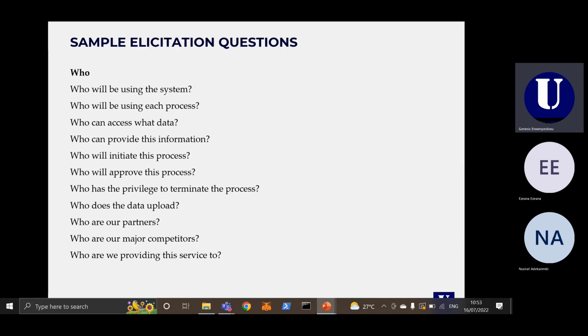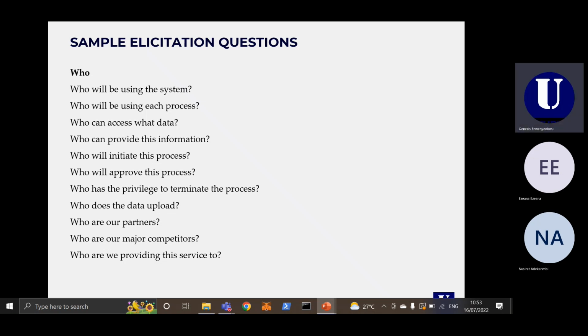So I have the who questions, right? Let's say, for instance, we want to do that e-learning for Access Bank. Who questions will be questions you'll be asking Access Bank, such as who will be using a system? Who will be using each process in the system? Because we have different processes. We have the process of learning, we have the process of tracking and monitoring staff learning. So who will be using each process?